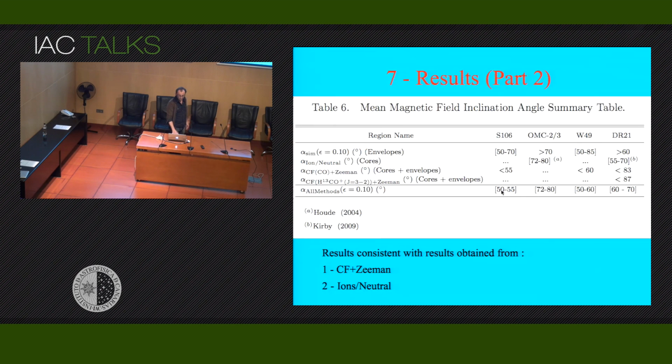And so by combining, the first point is that each time we've got a range of solutions when we combine every method. And if we combine all the results at the end, we've got constraints on the large-scale uniform field, which will dominate over the medium.